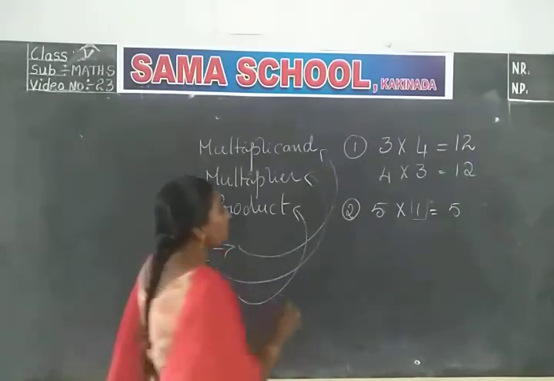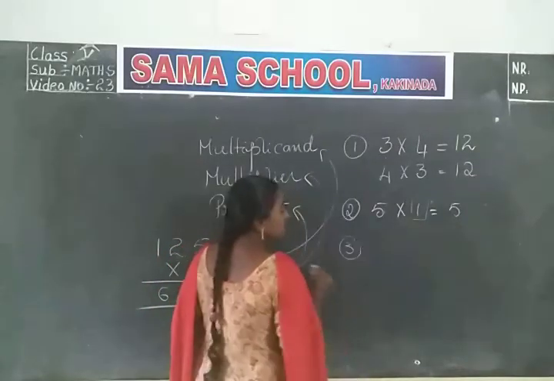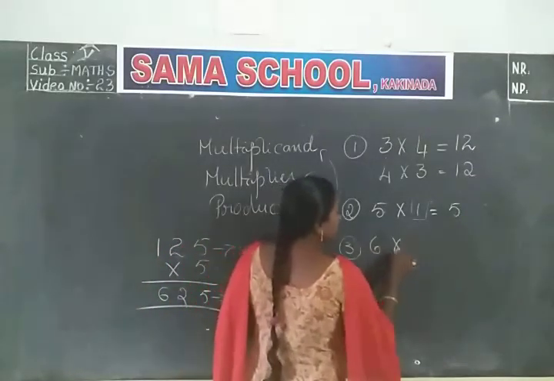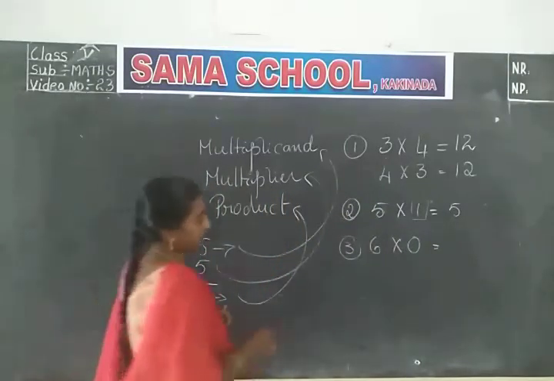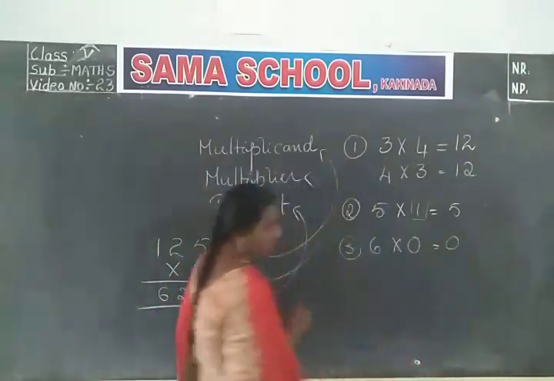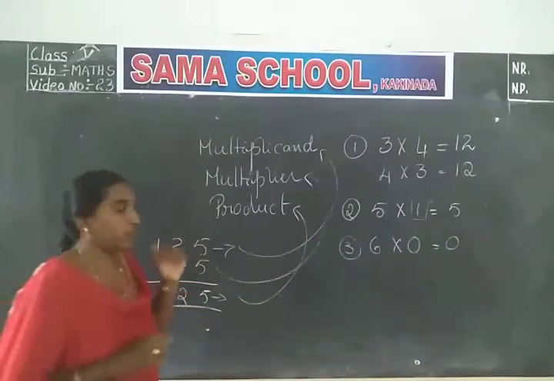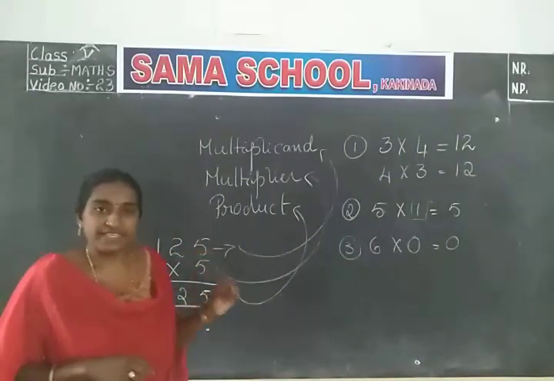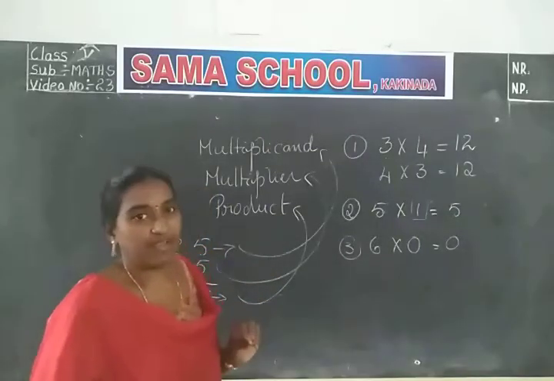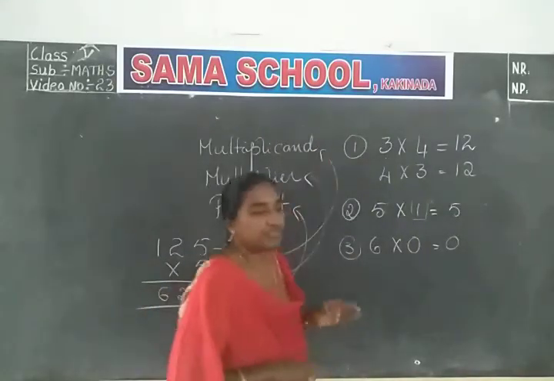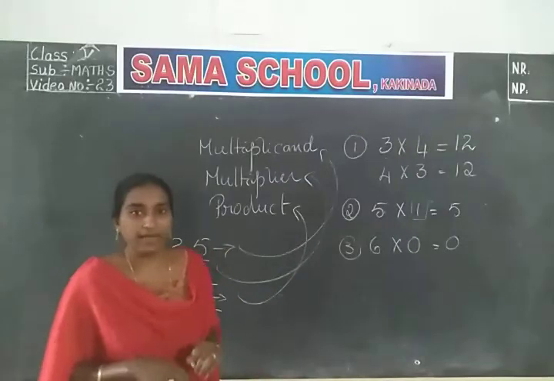Yes? And what is the third property we have learned? When a number is multiplied by 0, what will be the product? Can you guess? 0. Any number when you multiply by 0, the result will always be 0. This is the third property we have learned. So totally we have learned 3 properties in multiplication.